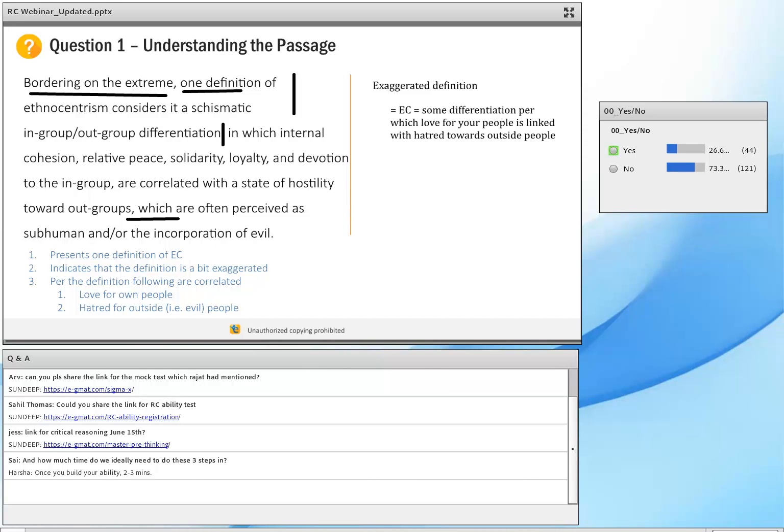Chirag says, why is the definition exaggerated? Because of this phrase, bordering on the extreme. Bordering on the extreme means it goes towards exaggeration. It's an extreme definition. Good question, Chirag.